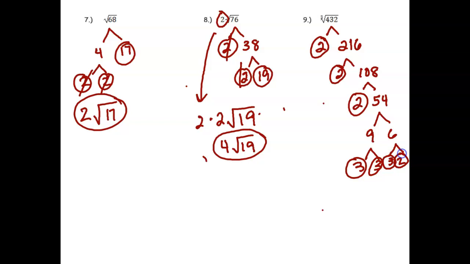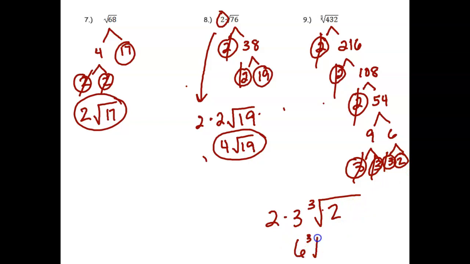Whew, there's a lot in there. Okay, so my index is 3. So when I draw the radical, I've got my index in there, and I'm looking for my triples. So I've got 1, 2, 3. Okay, there's triple 2s, and then I have triple 3s. So I multiply the 2 times the 3 on the outside, and then what's left over is just that 2. So this would be 6 cube root of 2 is your answer.